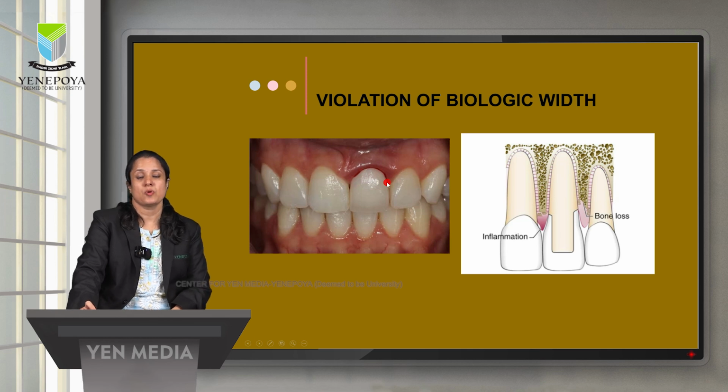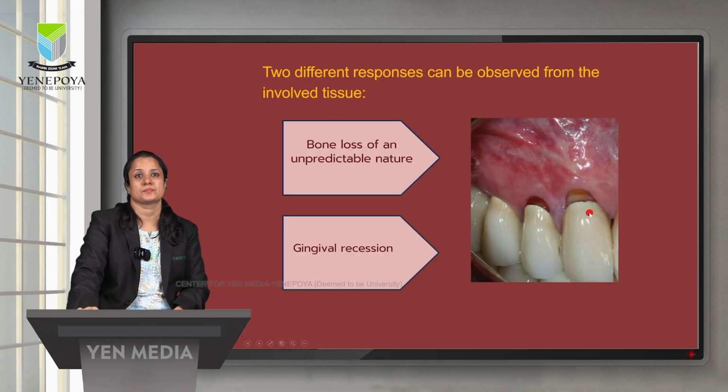So, the initial response to encroachment of biological width includes inflammation in the gingival soft tissues. Later on, if it is not corrected, it can progress to periodontal tissue or attachment loss and bone destruction. There are two different responses which can be observed from the involved tissue. So one is bone loss of an unpredictable nature, and the second one is a generalized gingival recession.